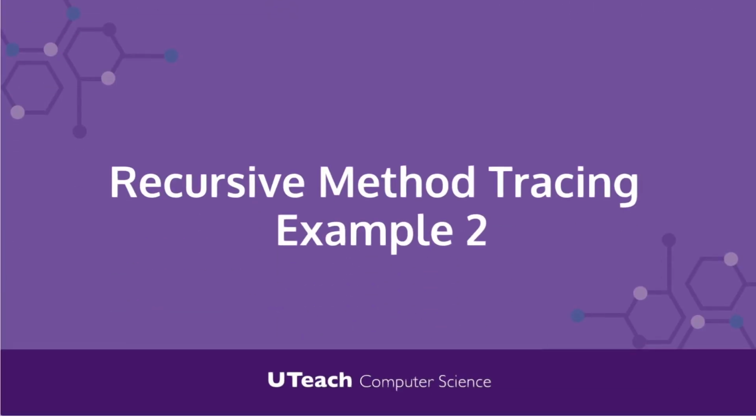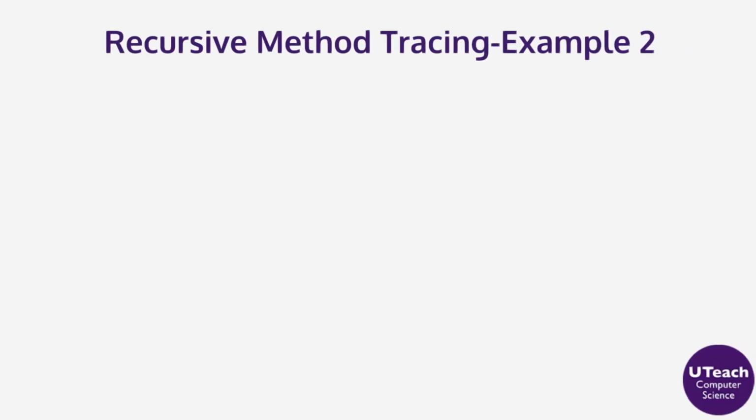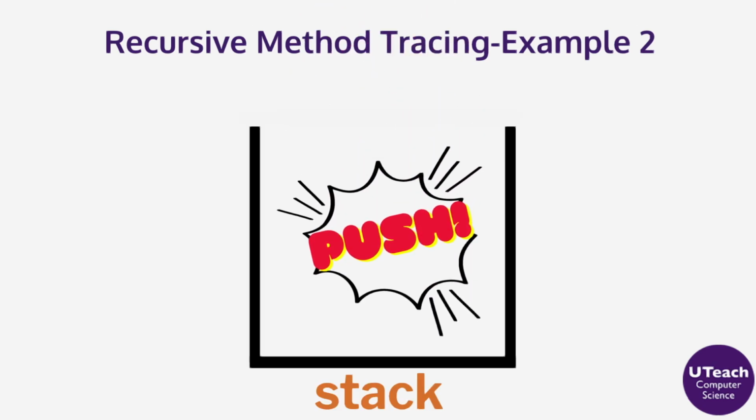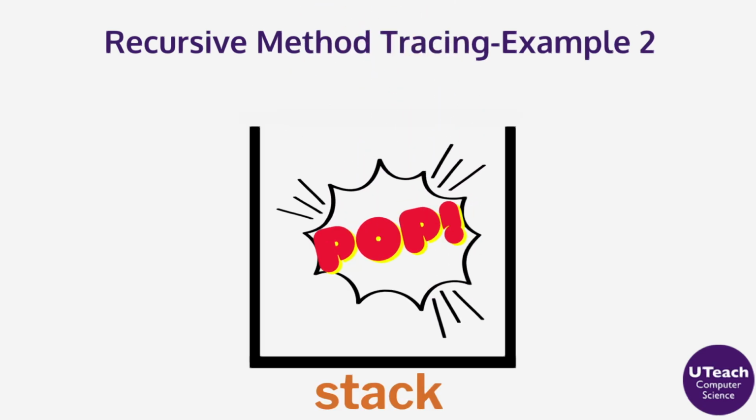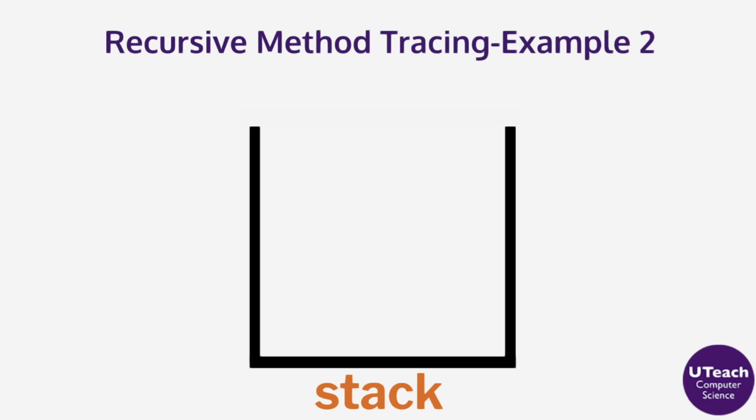Recursive method tracing, example 2. Let's work through an example of a recursive method execution, tracing each step and visualizing how the recursive method calls get pushed onto the memory stack and then popped off the stack after the base case is reached.